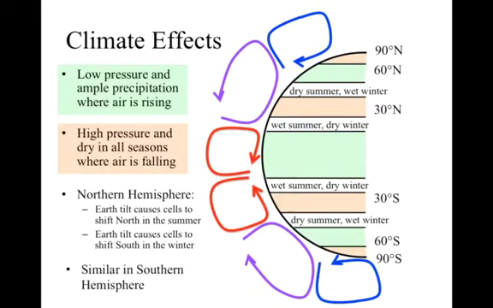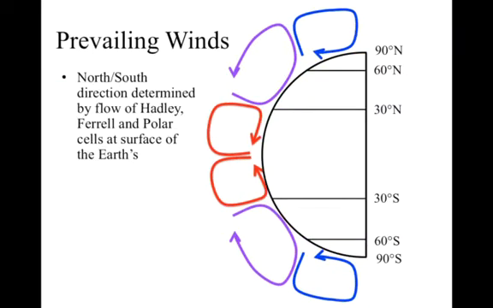Very similar story in the southern hemisphere. You can figure it out for yourself. But in that first white region, we get wet summers and dry winters. And in that second white region, we get dry summers and wet winters. All right. That's how atmospheric circulation patterns determine precipitation and pressure zones.